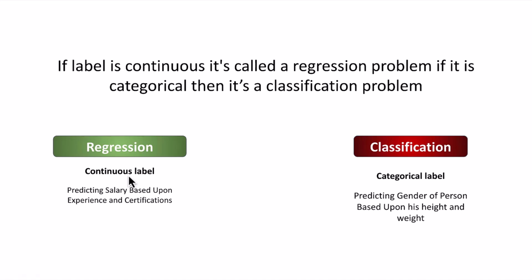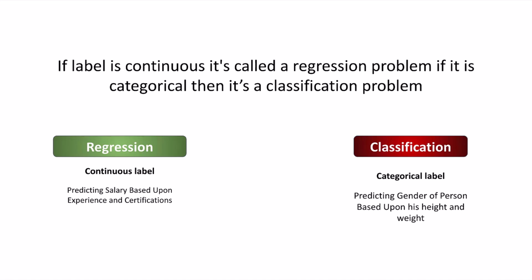For example, if we are predicting the salary of a person based upon his experience and certifications, here the value of salary is continuous because it can be any value. So that is called a regression problem. On the other hand, if we are predicting the gender of a person based upon his height and weight, then we are predicting a categorical value because gender can be either male or female. So here this problem will be called classification. In simple words, in supervised machine learning, if we are predicting a continuous value, then we are dealing with a regression problem. And if we are predicting a categorical value, then it is a classification problem.